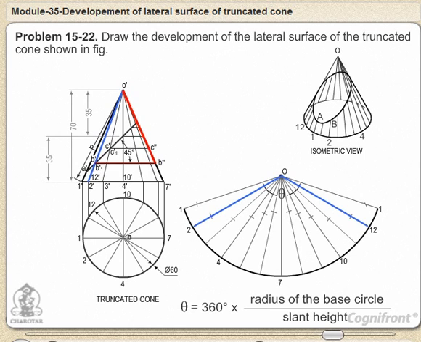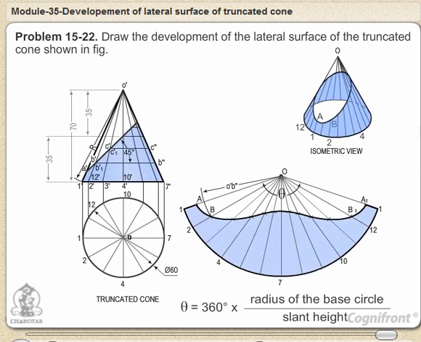In the last step, mark points B and B1 on generators O2 and O12 respectively, such that OB is equal to OB1 is equal to O'B'. Locate all points in the same way and draw a smooth curve through them. The figure enclosed by this curve and the arc is the development of the truncated cone.